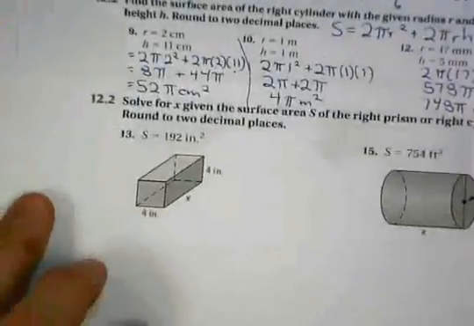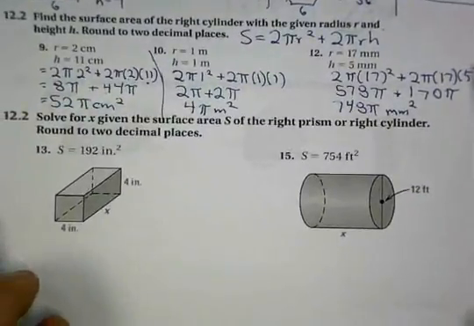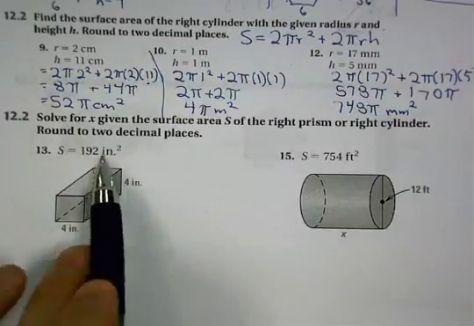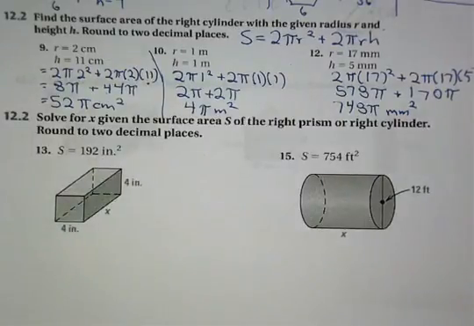Okay, now we go down to number 13. Solve for x given the surface area S of the right prism or the right cylinder, round to 2 decimal places. So now they give us the surface area, we need to find a missing value. 13 is a good one because there's really two approaches to it. I want to go with the one I would recommend that does make it a little bit easier for solving.